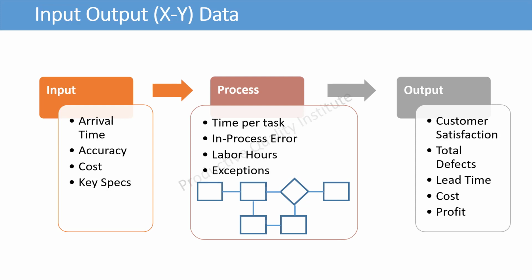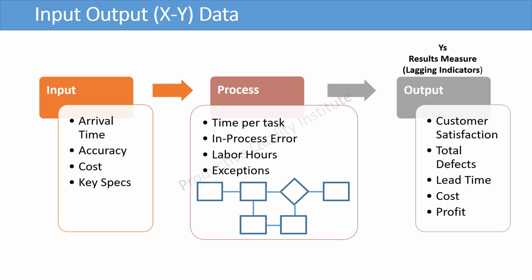Examples of the input data are arrival time, accuracy, cost, and key specifications. Examples of the process data are time per task, in-process error, labor hours, and exceptions. Examples of output data are customer satisfaction, total defects, lead time, cost, and profit.